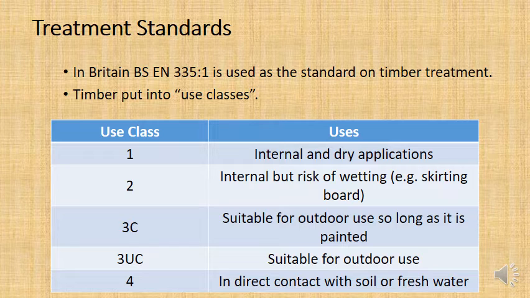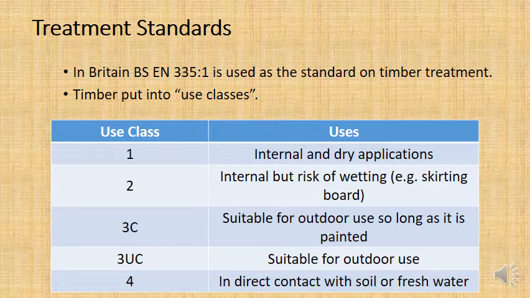So the British have come up with a standard called BS EN 335. BS stands for British Standards. I know what you were thinking. And EN is for European Norm. So these are typical engineering standards, and they've put different treatments of timber into classes. So class 1, this is if the timber is going to be used inside in a dry environment. Class 2 is if there's a risk of it wetting. So skirting boards, that's the timber that goes around the edge of the wall and the ground in your house. That's a skirting board.